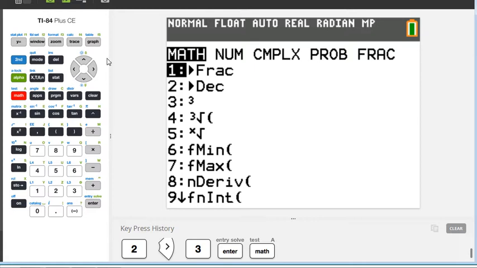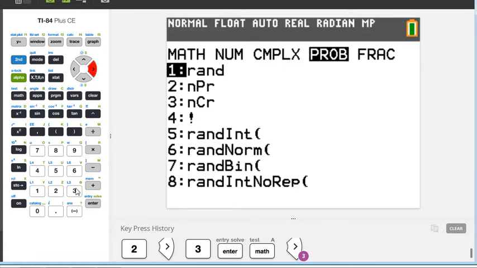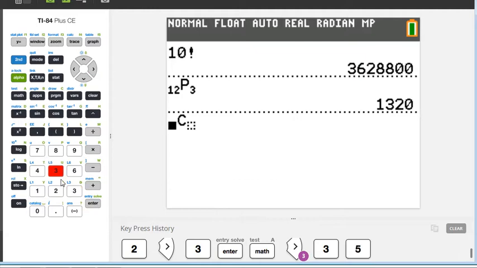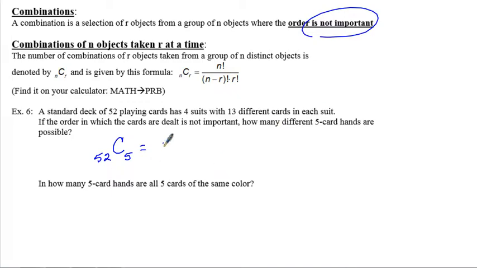Math, probability menu, nCr, choice 3. We had 52 cards, and we want a combination of 5 of them. That's how many different ways you can get those 5-card hands. 2,598,960 different hands. That's why card games are so exciting. That's how many different ways you can get a 5-card hand.